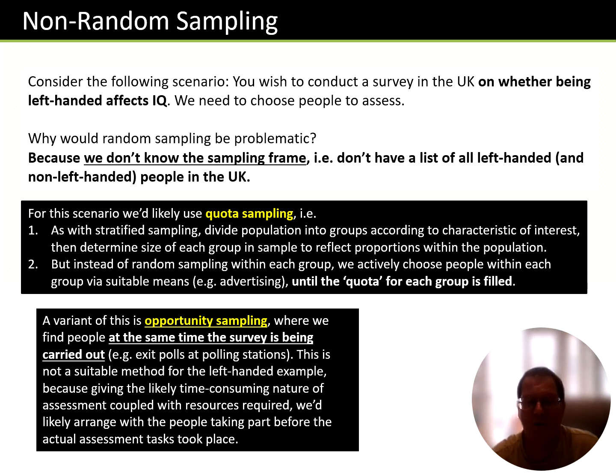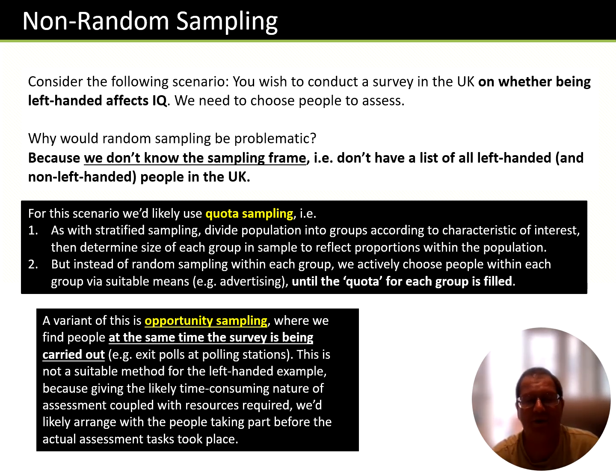The first one is called quota sampling, okay, and it has some similarities with stratified sampling in that we're going to divide our population into groups. So, as it says in the first black box, for this scenario we'd likely use quota sampling, i.e. number 1. As with stratified sampling, we divide the population into groups according to characteristic of interest, then determine the size of each group in the sample to reflect proportions within the population. So, if 10% of people were left-handed and 90% were right-handed, we would then want our sample to reflect the fact that 10% are left-handed, etc.